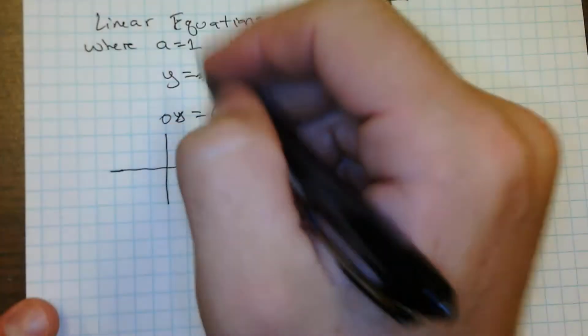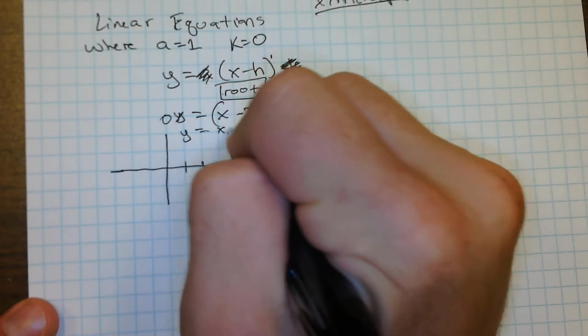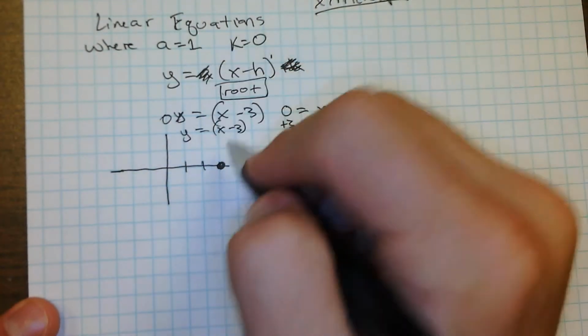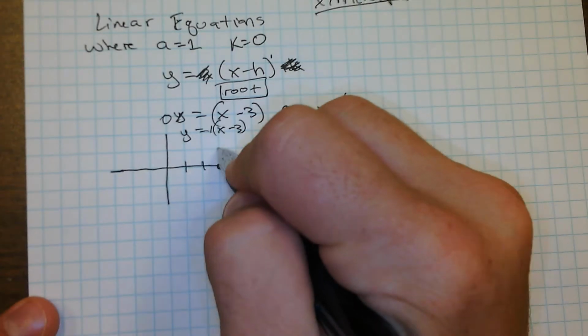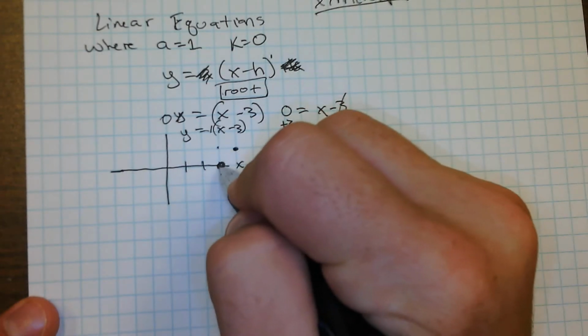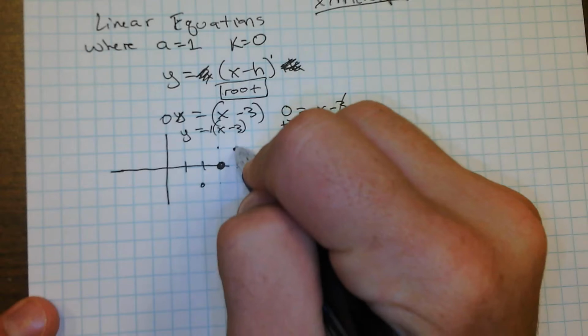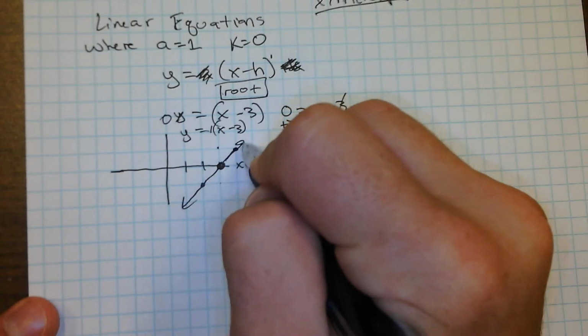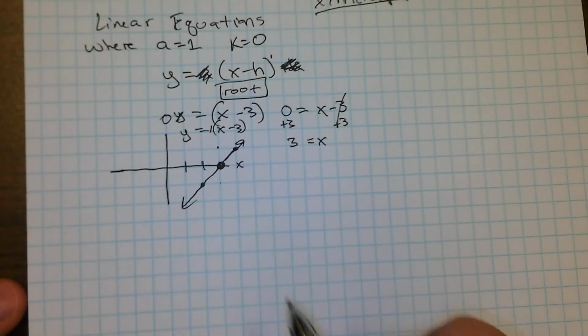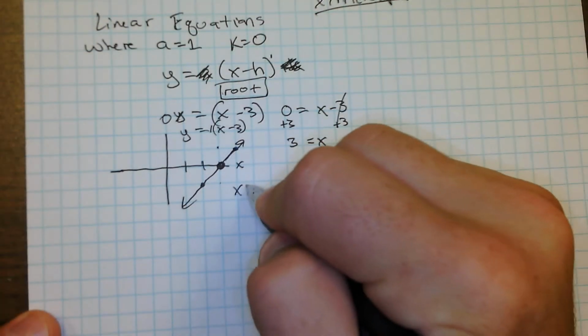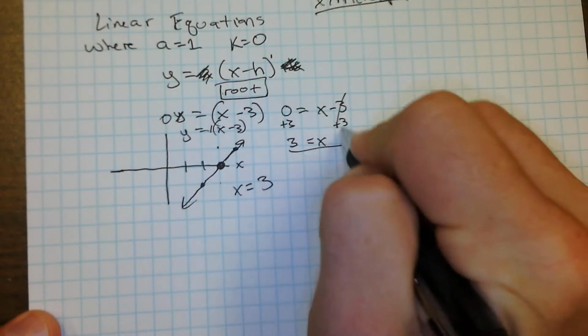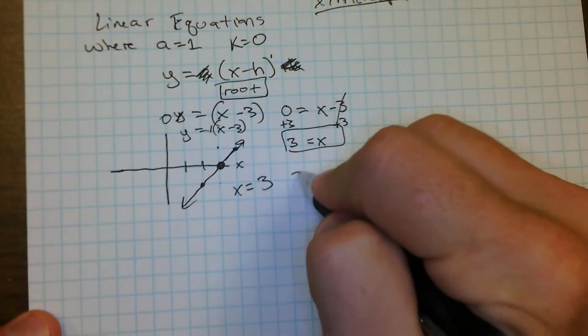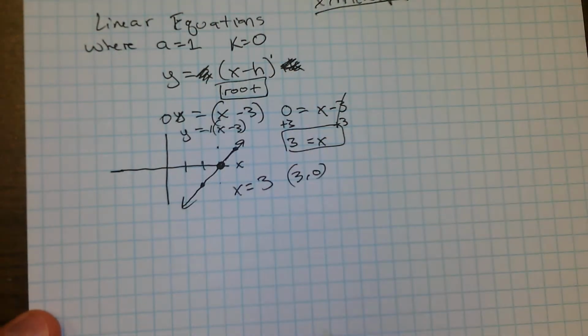Now if we look at my original equation, it was just y equals x minus 3, right? My slope was 1, so I'll go up 1, right 1. Or I'll go down 1, left 1. And here's my linear function. So my x-intercept was equal to 3. The point is also 3, 0.